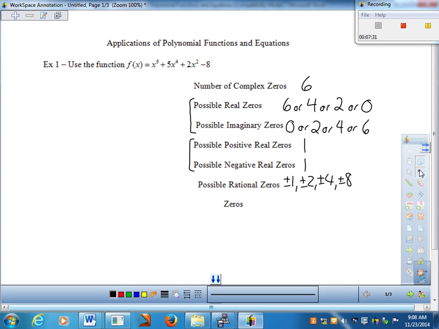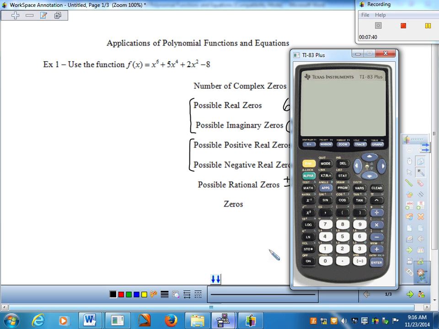Okay, everybody, let's bring up the calculator and go get these zeros. So the calculator is ready to go. Go to your Y equals, please, and let's type in the function. So x to the 6th, and I do have my 5x to the 4th, and plus the 2x squared, and last but not least, minus 8. Zoom standard should suffice, so Zoom number 6.